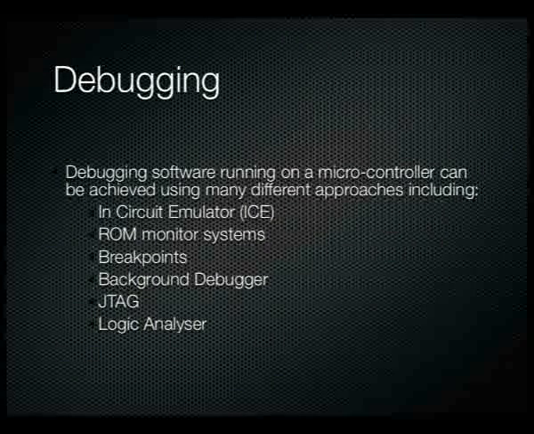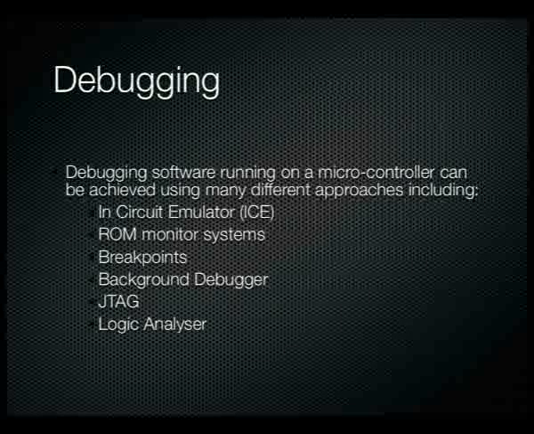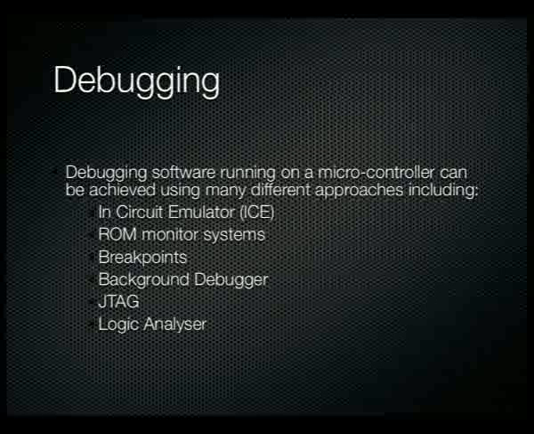Okay, so having written a piece of code, how do we go about debugging our code? When our code's running on our microcontroller, we want to be able to debug it in some way. There are many different approaches we can use: in-circuit emulators, ROM monitor systems, breakpoints, background debuggers, JTAGs, logic analyzers, and one other I didn't mention here, simulators. You can simulate your code to see how it functions. You can look at the registers as it's running and see exactly how the code will function in a virtual environment.